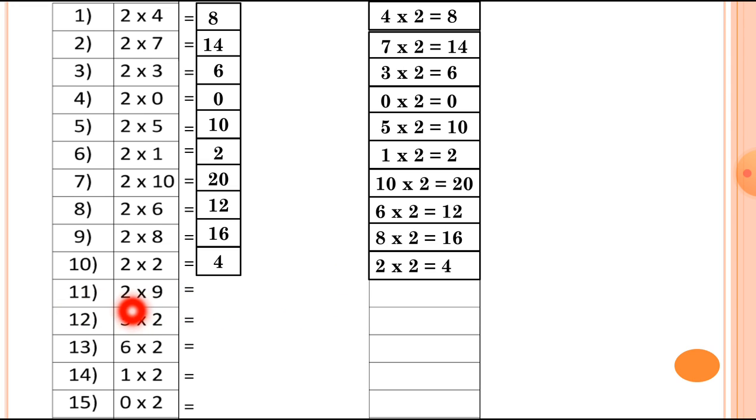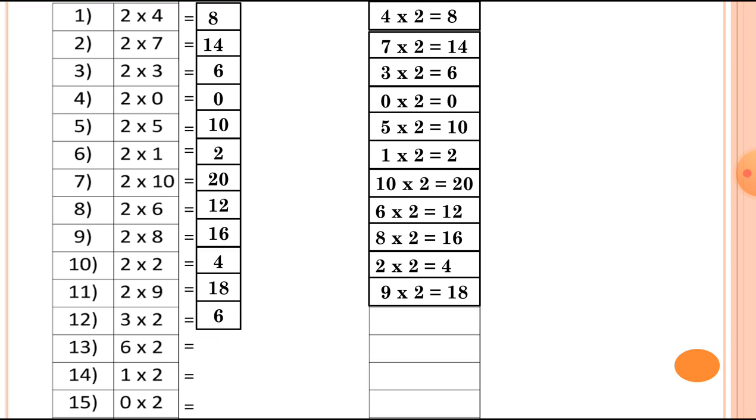Number 11. 2 9s are 18. So what will be the multiplication fact? So we can write down 9 2s are 18. Now the sum number 12, we are taking this.